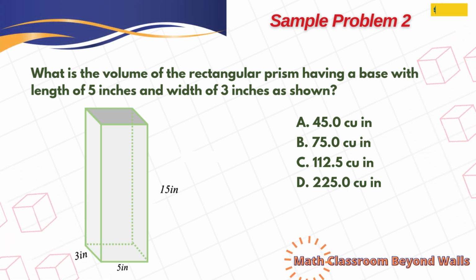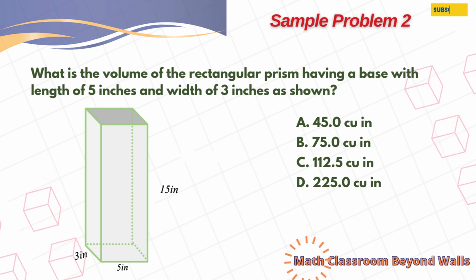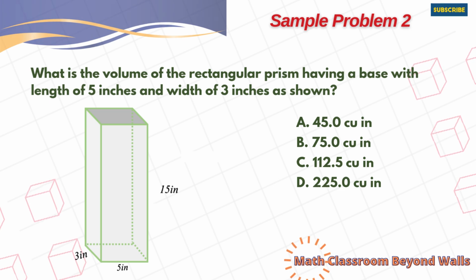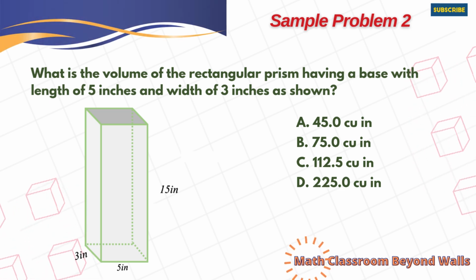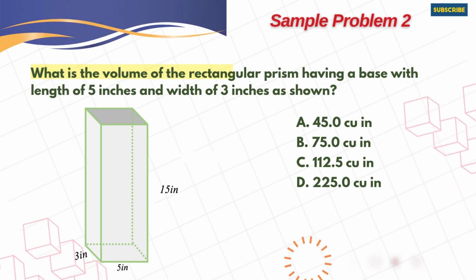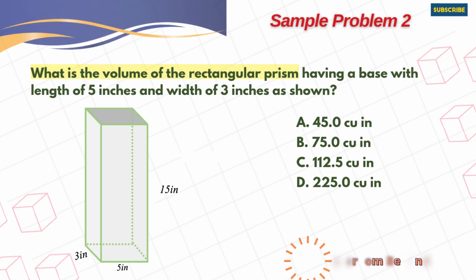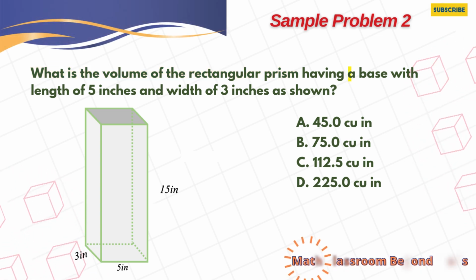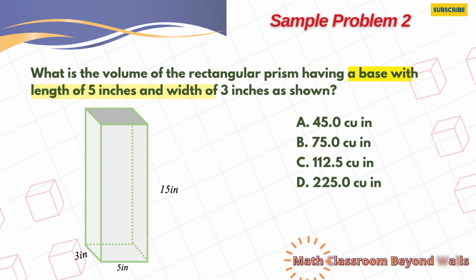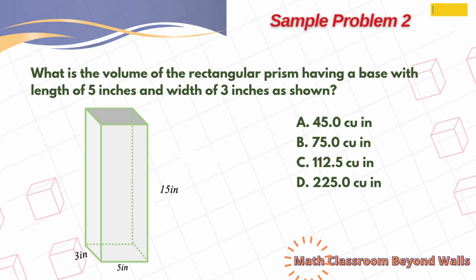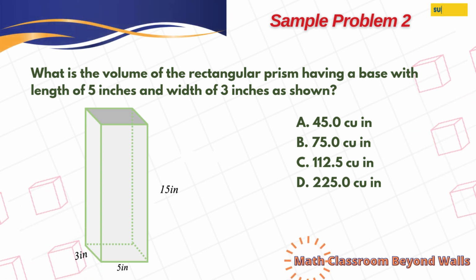As usual, we begin by reading the whole problem and may read it several times when needed to know what we're looking for, to determine what are given, and to figure out how the given information help find what we're looking for. What is asked in the problem, learners? You are correct. We're asked to find the volume of the rectangular prism. What are given? We're given a figure of the prism having a base with length of 5 inches and width of 3 inches. The height of 15 inches is also given.